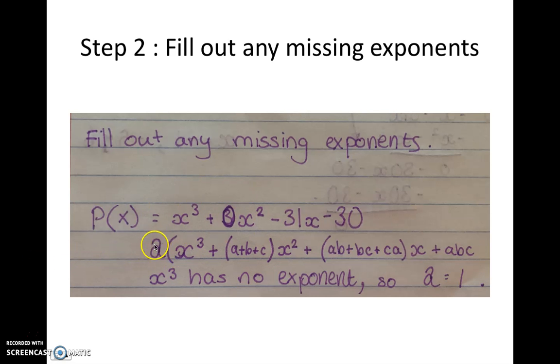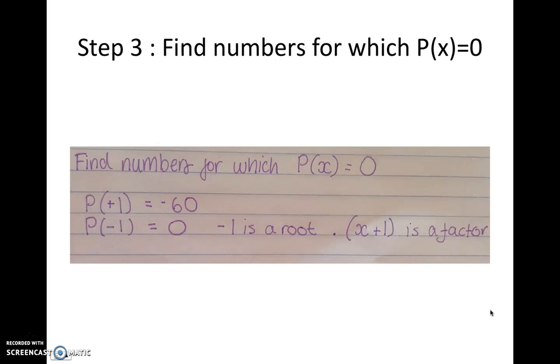So you put a constant a in front of the entire thing. You use the general term. And x cubed has no exponent here. It would have one if a was not equal to 1, the coefficient in front of x cubed would be visible, I suppose. So x cubed has no exponent, therefore a is equal to 1.